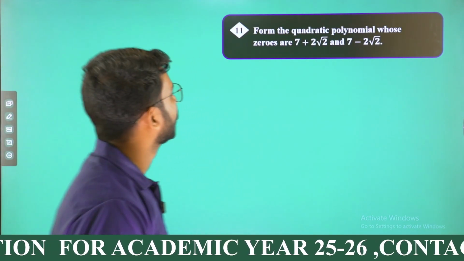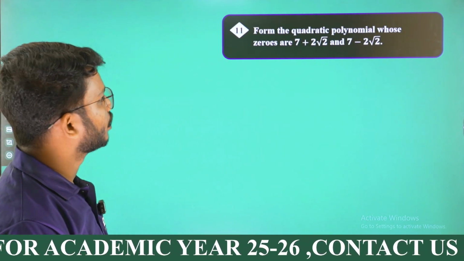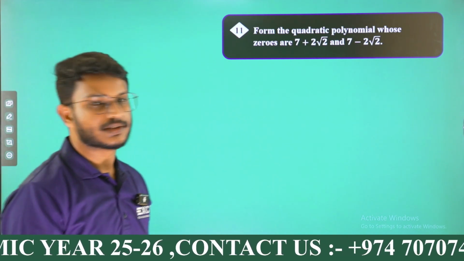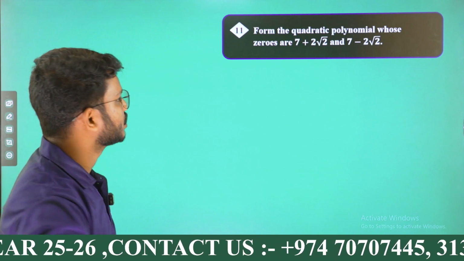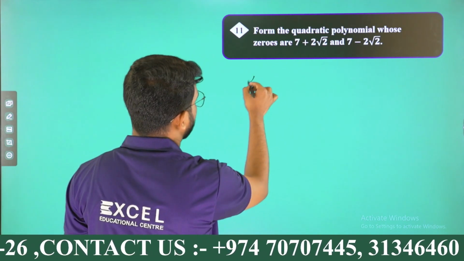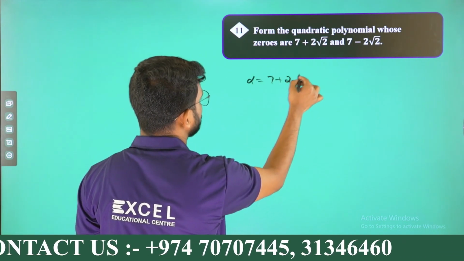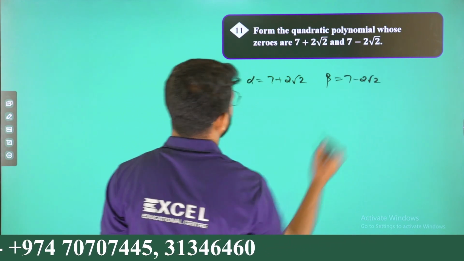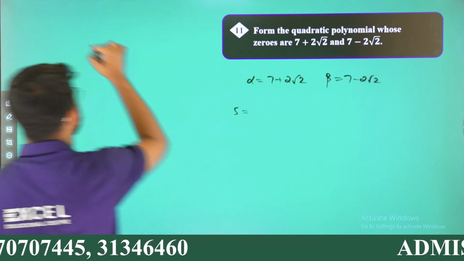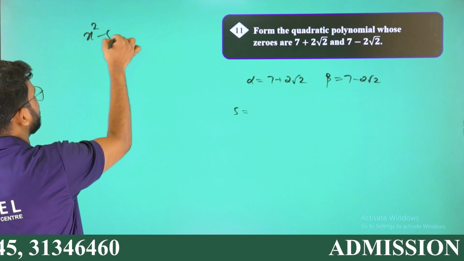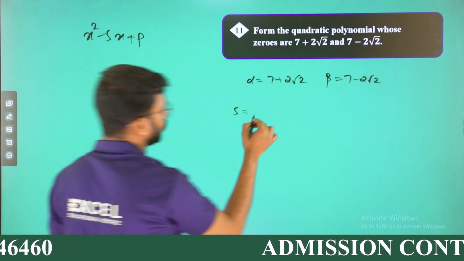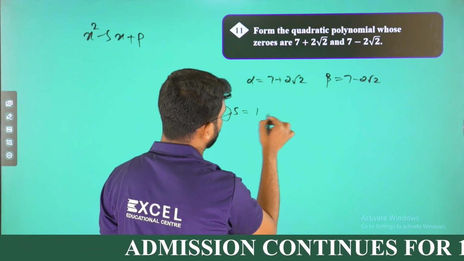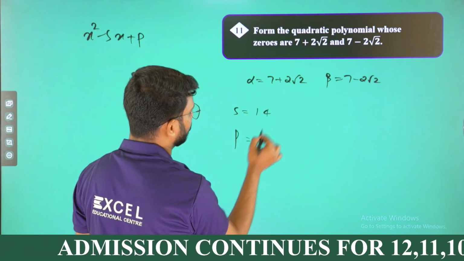11th question. Form the quadratic polynomial whose zeros are 7 plus 2 root 2 and 7 minus 2 root 2. We did a similar question earlier, right? So anyway, alpha is 7 plus 2 root 2, the zeros are given, and beta is equal to 7 minus 2 root 2. So we can find the sum for this equation. x squared minus sx plus p is the general form. So what is the sum? Here 2 root 2 and minus 2 root 2 cancel out. Only 14 remains.